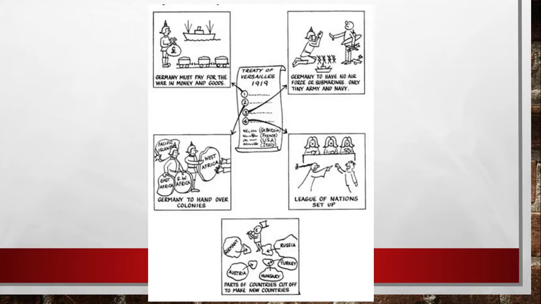If you look at the bottom picture, it reminds us that these countries that caused World War I, the Central Powers, are split up or divided into new, smaller countries. Also notice how we can tell it's Germany in all the pictures.